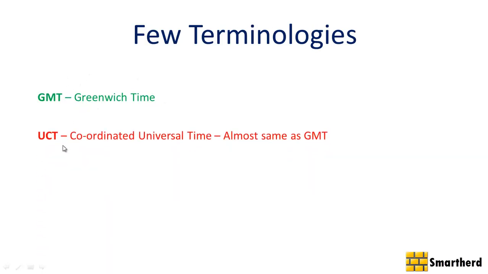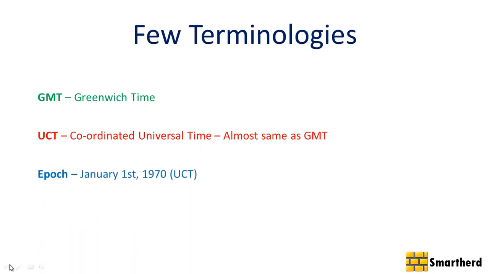Now here are a few terminologies which I am going to discuss with you so that in the next few tutorials you won't face any problem. This GMT actually stands for Greenwich Mean Time. Now our whole world is divided into time zones. So Greenwich time actually indicates which time zone you are presently living in. Now, second is UTC. Its full form is Coordinated Universal Time. It is almost the same as GMT. We can treat GMT and UTC as similar to each other.